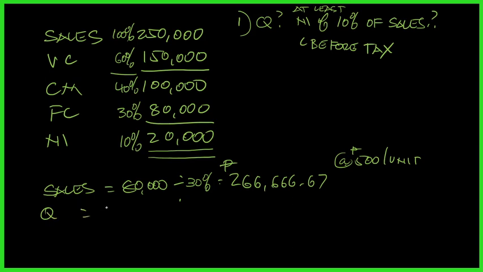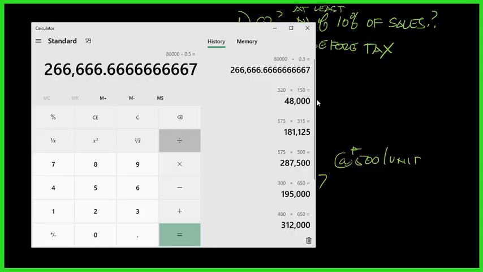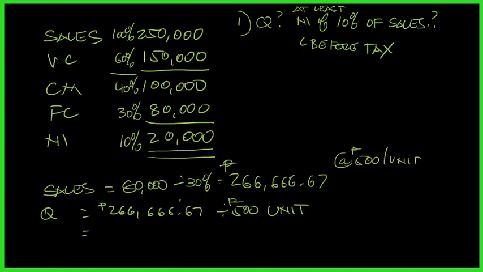Quantity will now be equal to 266,667 divided by 500 pesos per unit. And you will have the quantity of 533.33 units. Sir, wala po siya sa choices. Very good. Kasi you cannot sell 533.33 units.